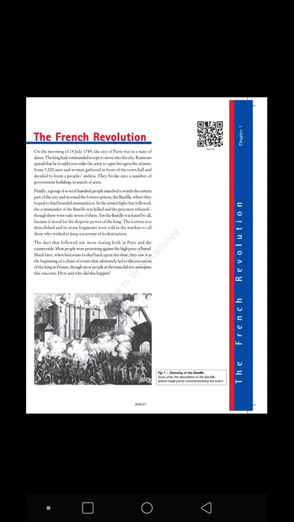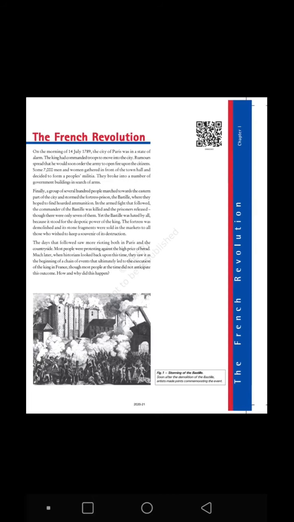Take a look at Figure 1, Storming of the Bastille. Soon after the demolition of the Bastille, artists made prints commemorating the event.